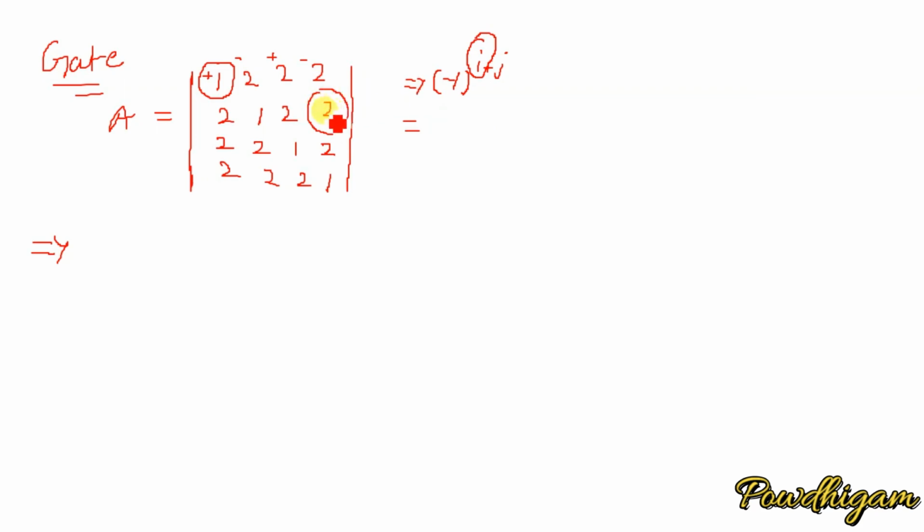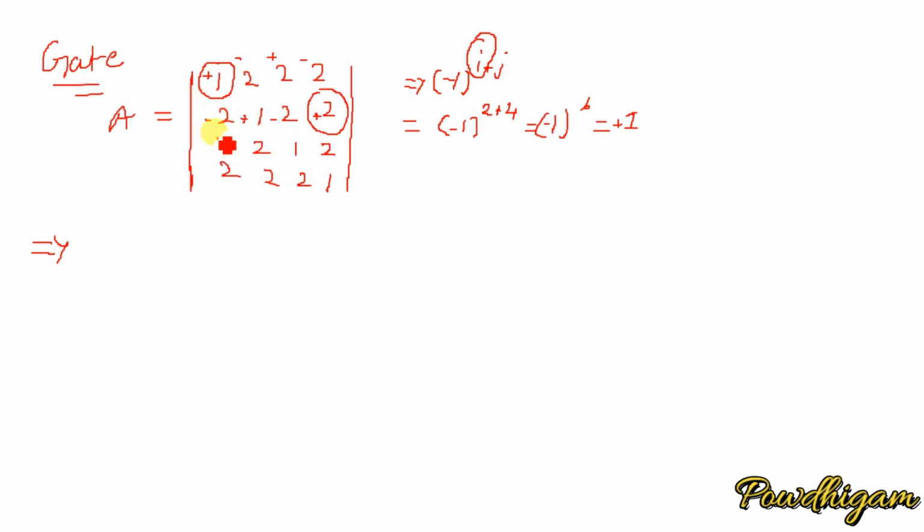If you take this number, the sign can be found like this. This is the first row, this is the second row. So second row and fourth column is minus 1 power 2 plus 4, which is minus 1 power 6. This is an even number, so this sign is plus 1. Similarly, this is minus, this is plus, so this is minus.